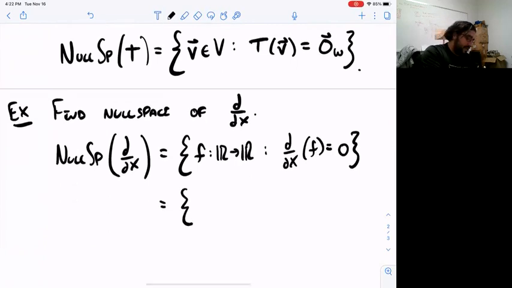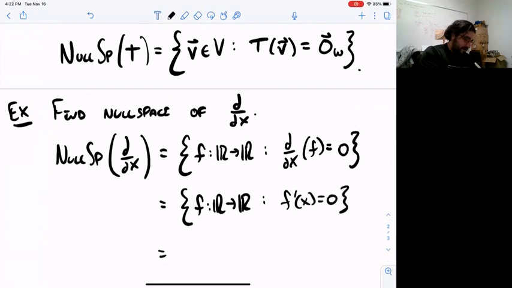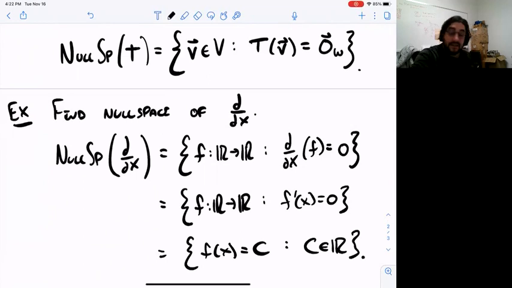So what is this saying? It's saying give me all functions such that the first derivative is zero. Oh, okay, well this is what? This is the set of all constant functions, right? And here, I didn't do anything super fancy to find that, right?